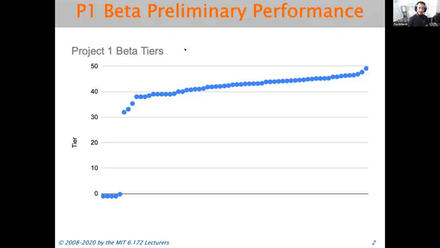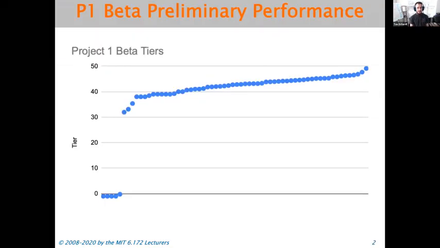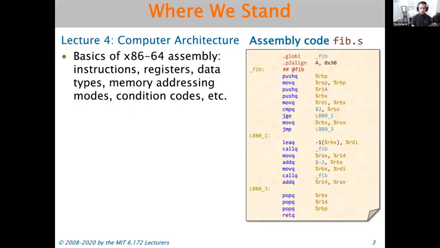Let me refocus on the slides. Today I'll be giving this guest lecture on how C code gets translated into assembly. And just to put us into the context of where things stand right now, in the last lecture, you had an introduction into computer architecture. During that introduction, you saw some of the basics of the x86-64 assembly language, including the instruction set, the various registers, the different data types in assembly, the various addressing modes for addressing memory, condition codes, the RFLAGS register, and so on and so forth.